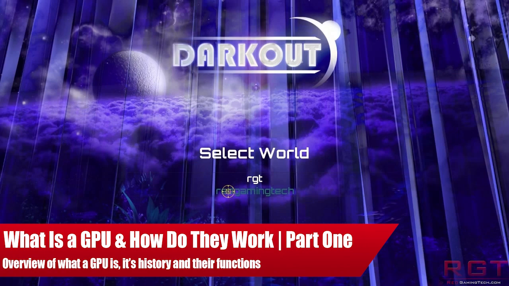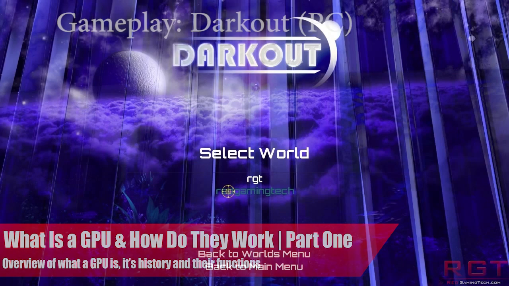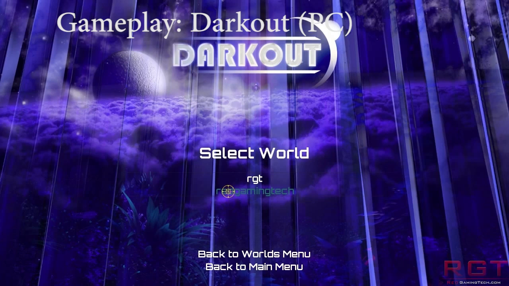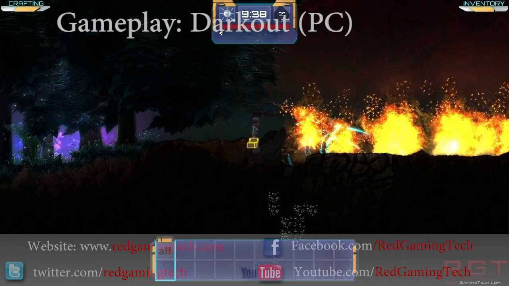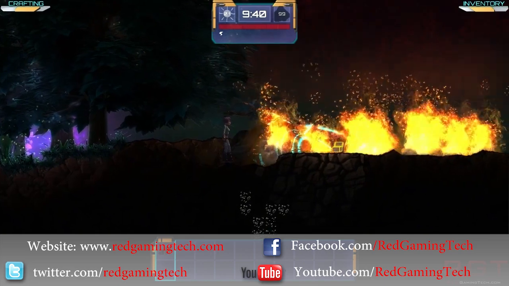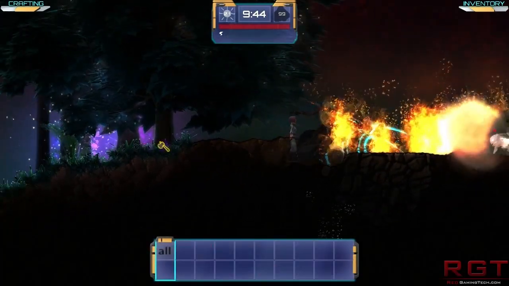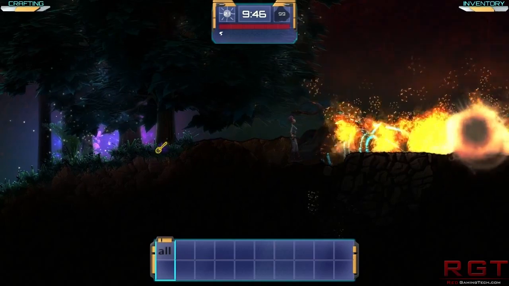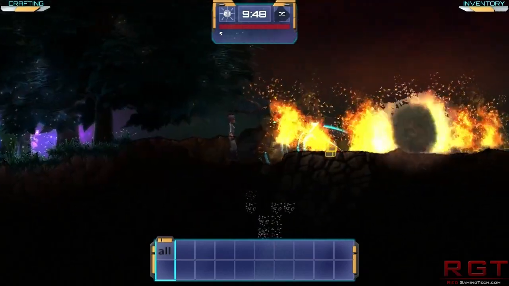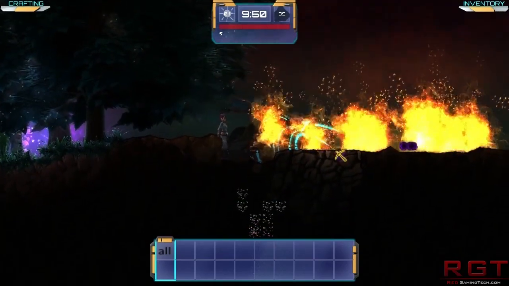We're going to be starting out on the first part of what is a graphics card, how do they work, and so on. This is going to be a pretty damn complicated topic. We're going to be starting out with the very basics, what is a GPU, and what are its functions, and also how has it changed over time compared to, say, older cards.